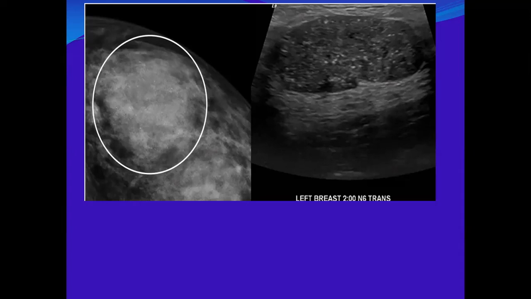Yes, there is a faint associated microcalcification. How can you describe this microcalcification? Likely amorphous. Excellent, well done. They are amorphous microcalcifications. Okay.